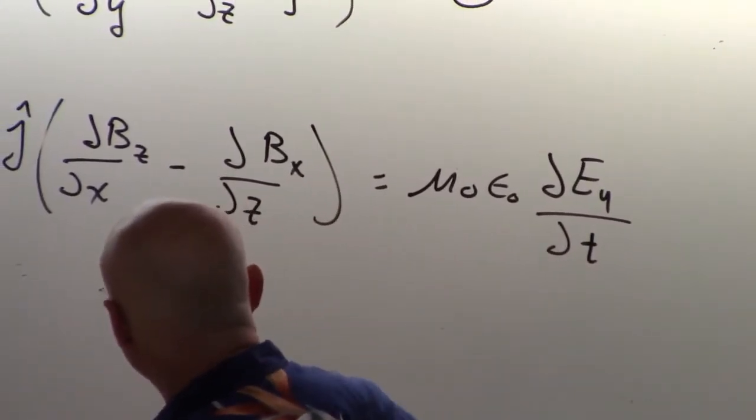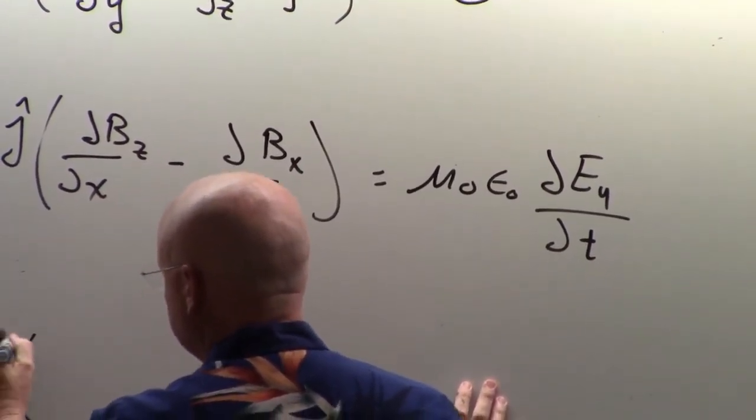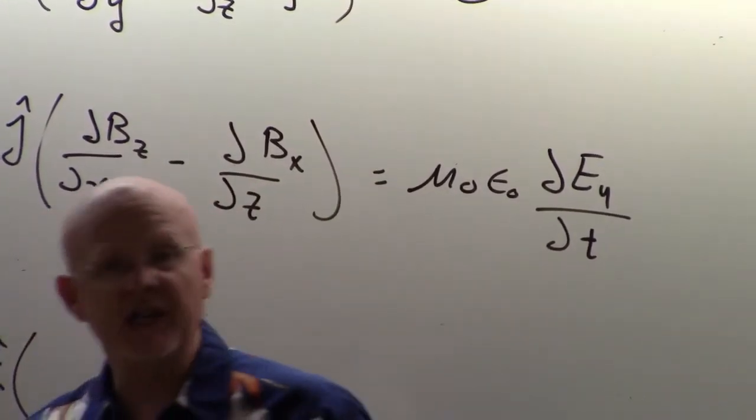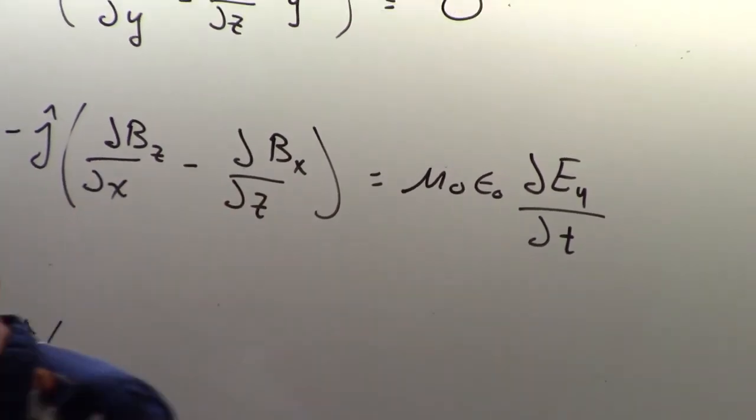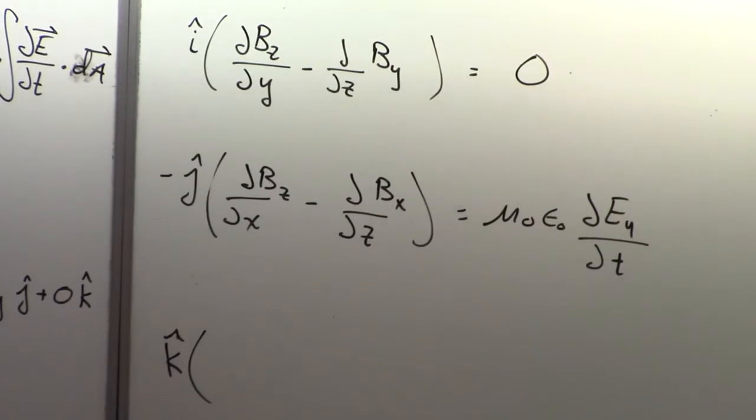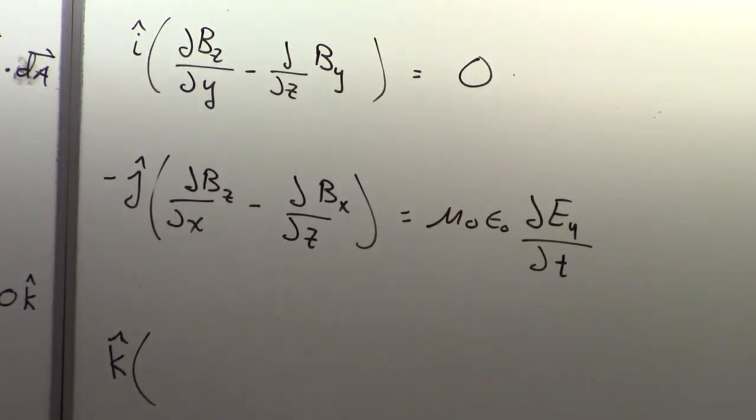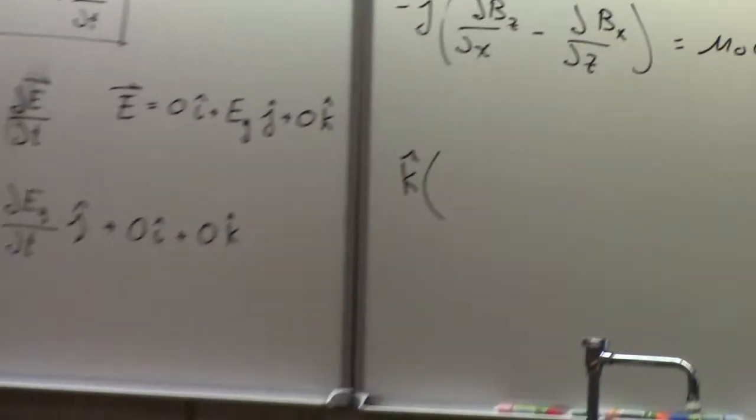And the last one, the K component. Let me just say it again, because there's a little bit of quite deep math here. I'm trying to answer this simple question: is there a pattern of electric and magnetic fields that would fit this equation?